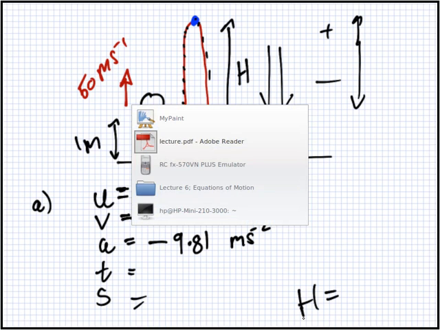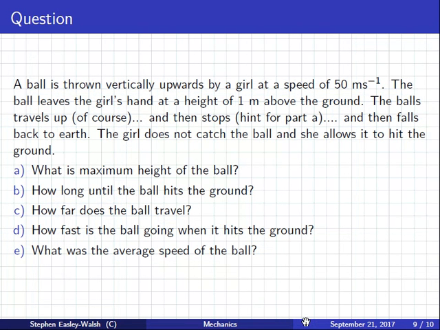Okay, I'll just flick back here. I want you to try these parts here. See how you can do. The first one is the maximum height.